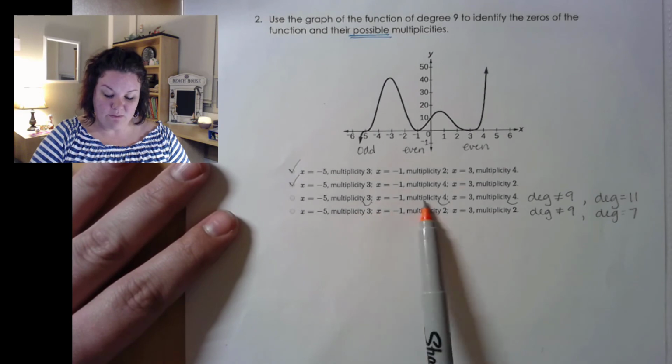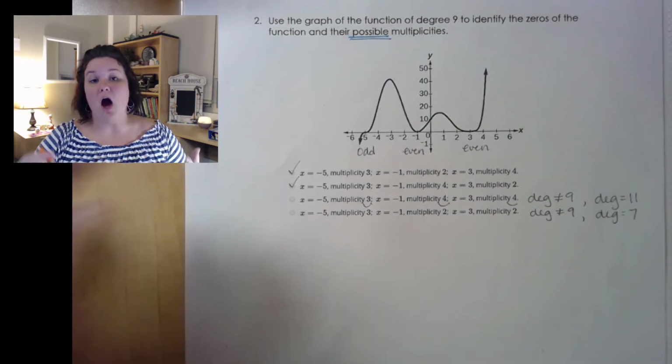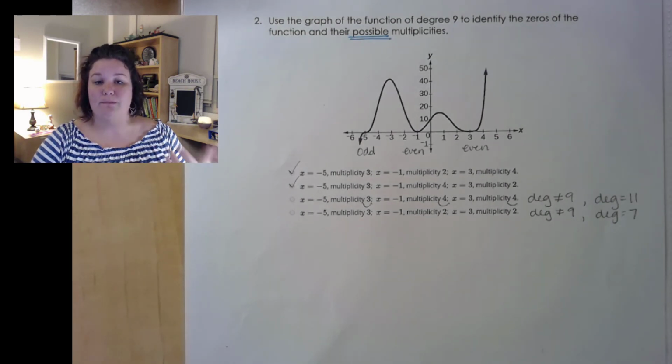So because these multiplicities did not add up to the degree of our polynomial, we know that those are not possible choices to represent it.